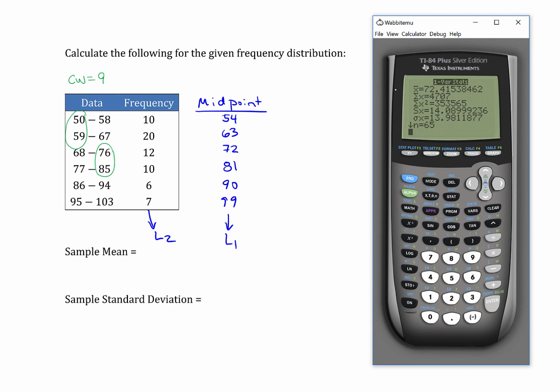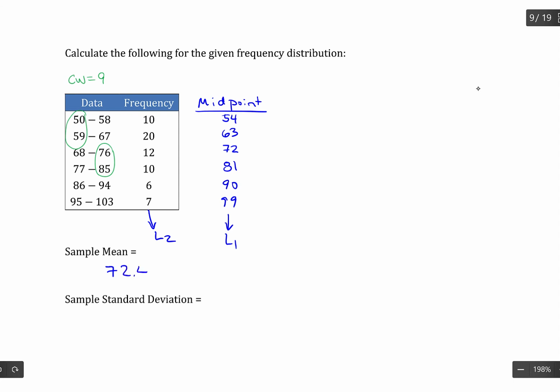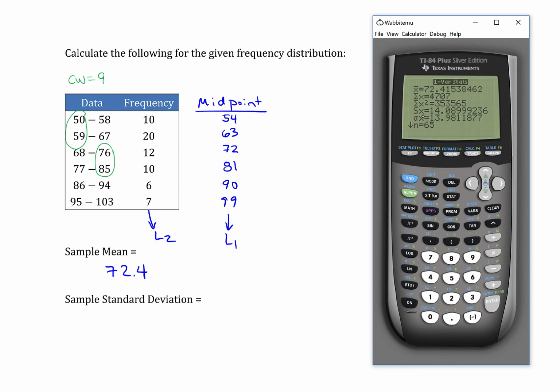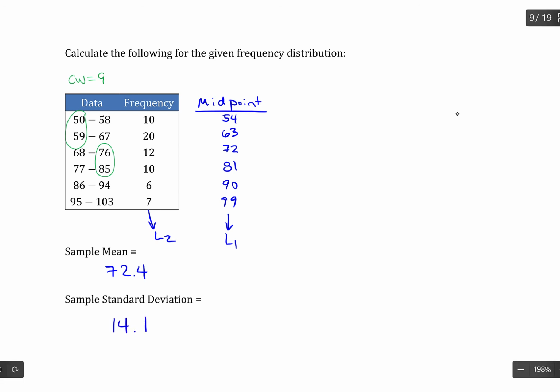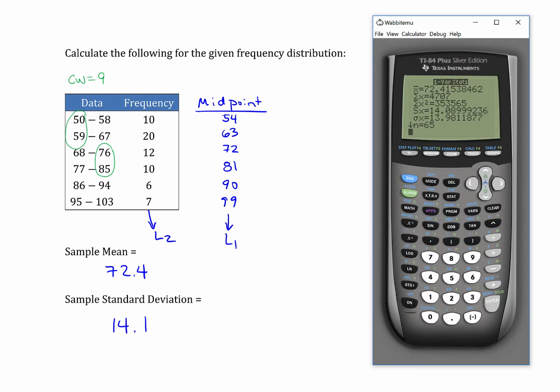So the mean here, I'll report as 72.4, and the sample standard deviation, I'll give that as 14.1. Just be careful to make sure you give the sample standard deviation, which is Sx, and not the population standard deviation, which would be sigma x. So always know which one you need and round according to the number of decimals that's requested in the question.